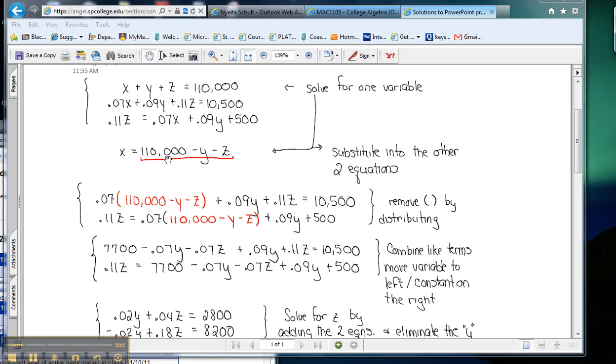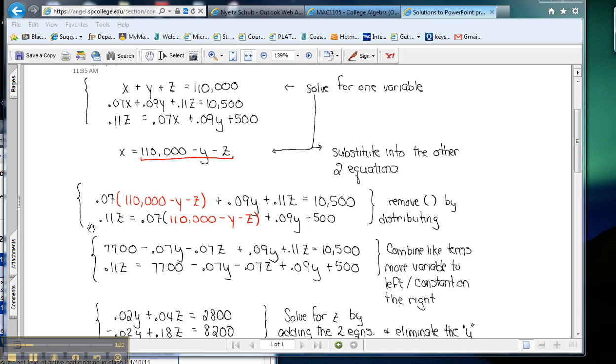So you can see I've highlighted in red, I've taken the x out of the second equation and replaced it with that 110,000 minus y minus z. Everything else is the same in the problem, and then I went to the third equation and did the same thing. Where I see x, I replace it with the 110,000 minus y minus z. And I've done that here in this second brace.